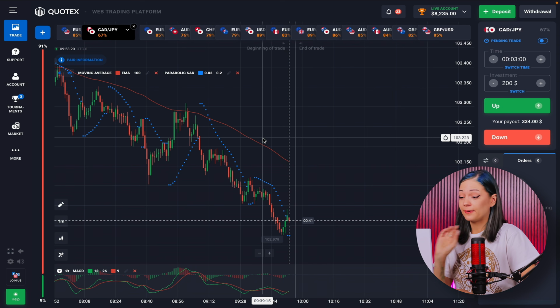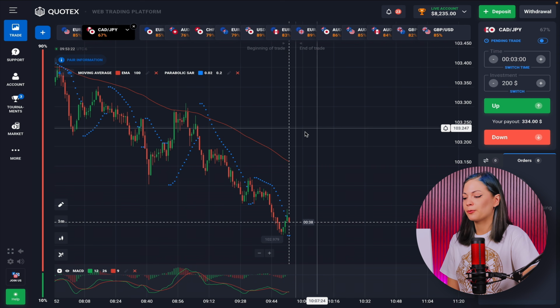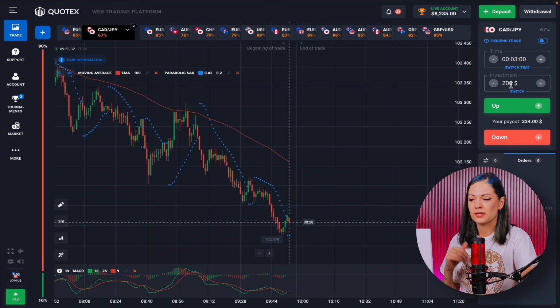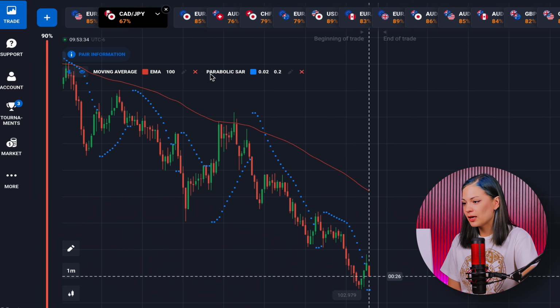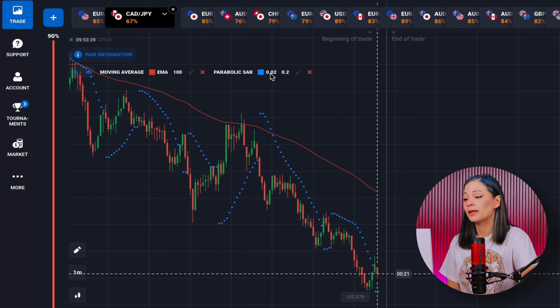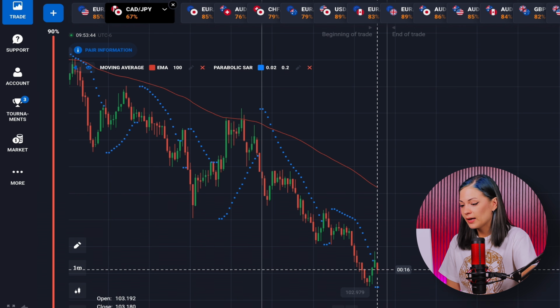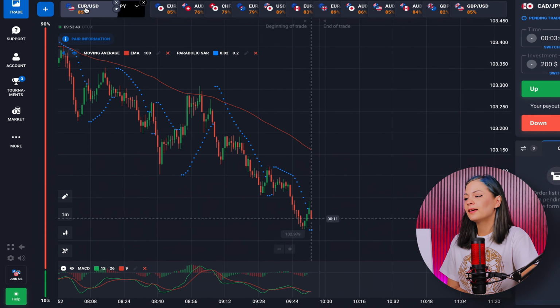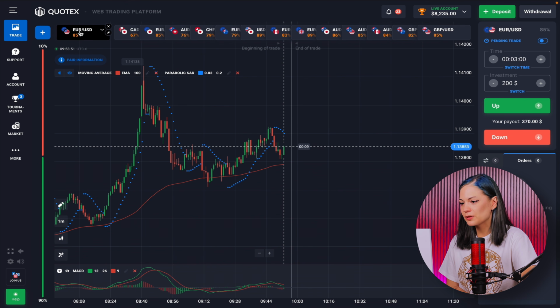Alright guys, we are finally on Quotex and we can start our session. So the platform is ready, time frame 1 minute, expiration time is 3 minutes, and the money that I'm using today is going to be $200. It's around 2% of my balance. Indicators are already here, moving average with 100 period, parabolic with normal settings, 0.02 and 0.2, and MACD is also with standard settings. And now let's wait for me to find the first entry point and start it finally.